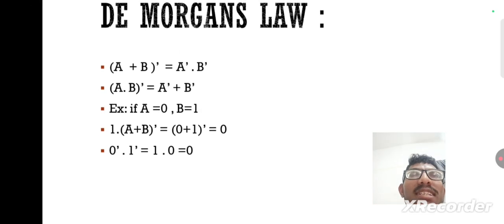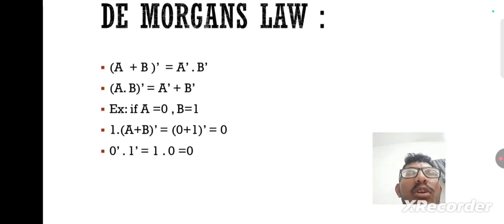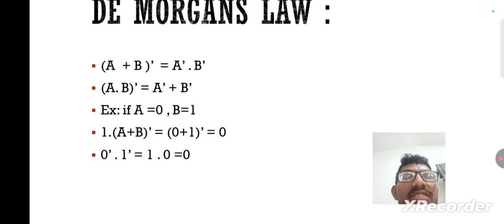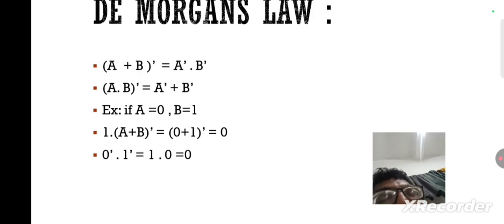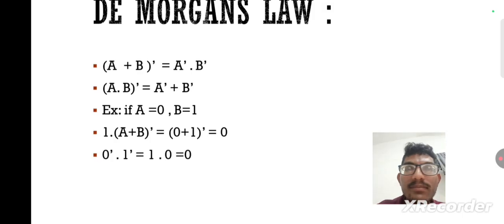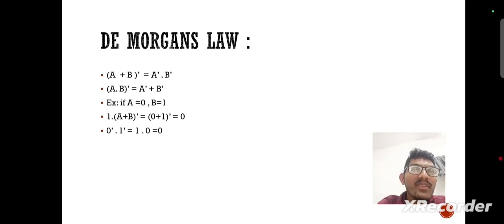The example of De Morgan's law is, for example, if we take A equal to 0 and B equal to 1, first we do the left hand operations. A plus B whole bar equals 0 plus 1 whole bar. We get 0 plus 1 equal to 1. The complement of 1 is 0. Next we do the operations on the right hand side. 0 bar dot 1, that equals the complement of 0 is 1 and the complement of 1 is 0. 1 into 0 equals 0. That is De Morgan's law.